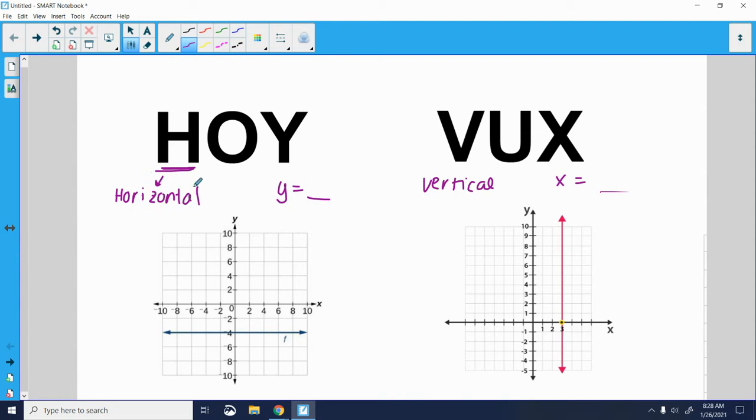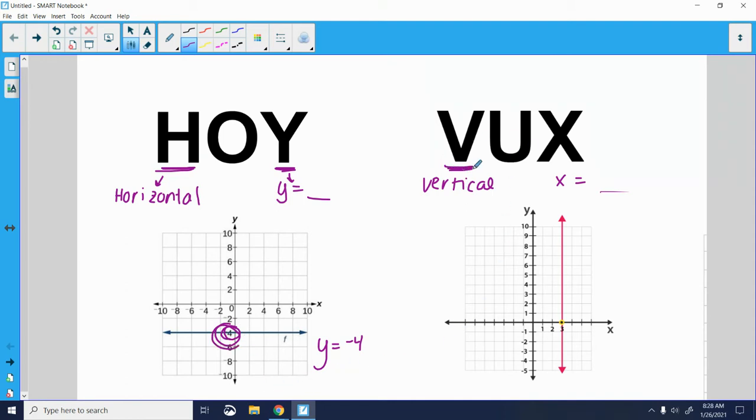So if you have a horizontal line, the Y tells me that it's going to be a Y equals equation. So for this example, where it's a horizontal line, I'm going to find what Y value it goes through and write the equation using that Y value. So the equation of this line is Y equals -4. So horizontal lines are Y equals, and you pick the Y value it goes through.